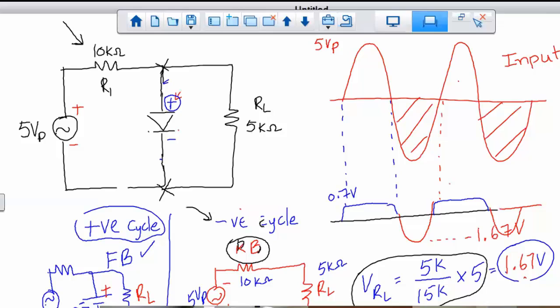Does that make sense? So the first R1 takes away the excess voltage, excess voltage on the negative cycle and even on the positive cycle. That is correct. But we cannot get rid of that one.